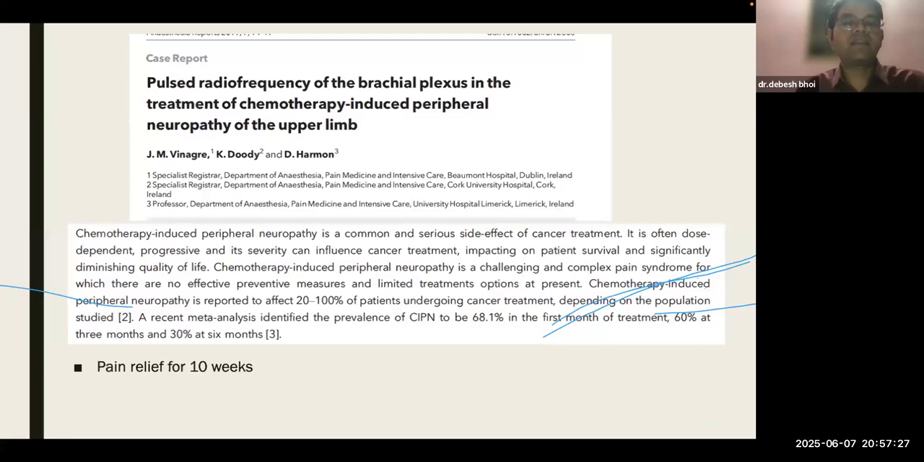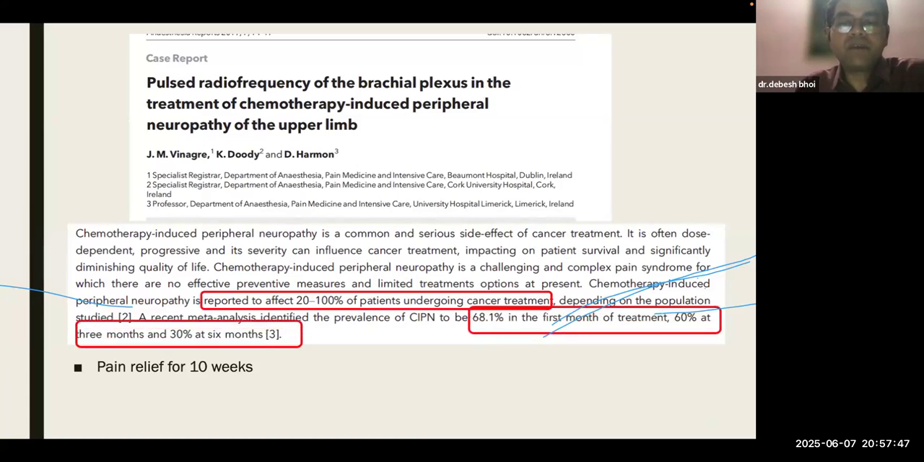So this is another report of PRF in the treatment of chemotherapy-induced brachial neuropathy. Any pain after receiving chemotherapy has an incidence of around 20 to 100% of patients under cancer treatment, depending on the population studied. Even in the first month after treatment it might be 68%, and at 6 months 30% still have pain.